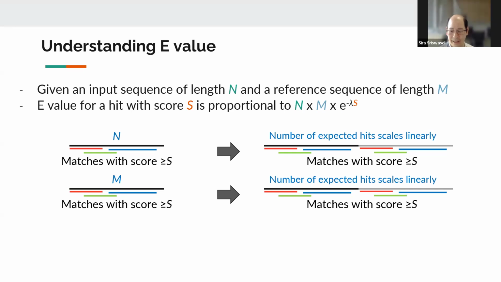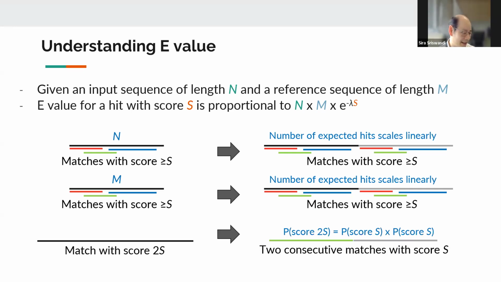The last one is maybe more tricky. Let's say we have a match with score of 2S, 2 times the score. Recall the dynamic programming example that we have. The score that we get from sequence alignment gets added. As you align more and more positions, you add or subtract the score. So the score adds up as you have a longer and longer alignment. So you can think of a match with score 2S as 2 consecutive matches, each with score S.